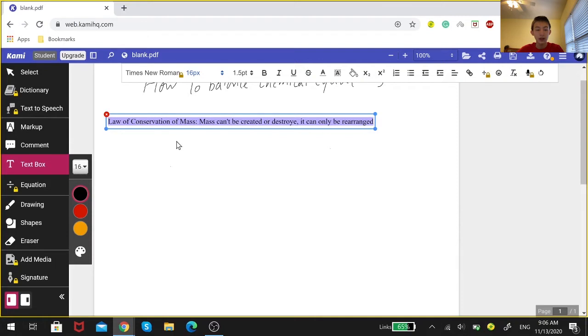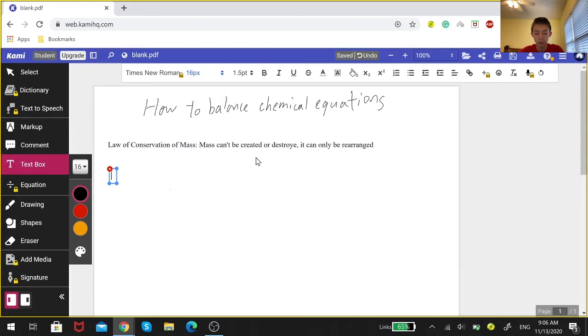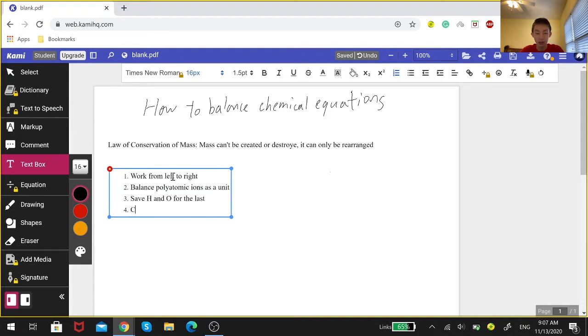Okay, and then here are the rules for balancing chemical equations. 1. Work from left to right. Balance polyatomic ions as a unit. Save H and O for the last, and check your work.